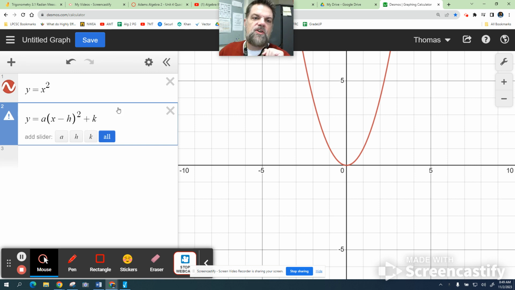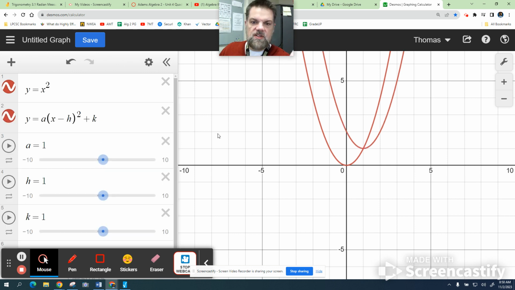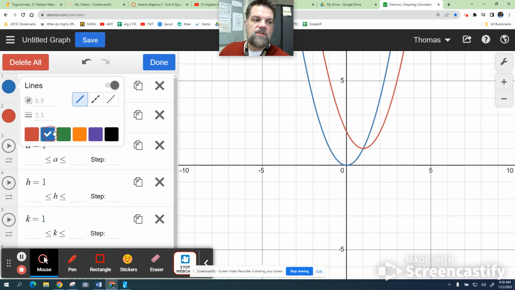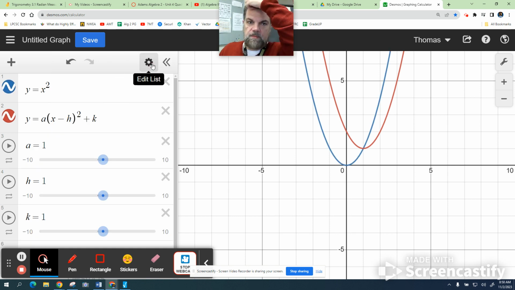And then it's asking you if you want to add the slider for a, h, and k. And the answer is yes, we're going to select all. And that gives us little sliders, okay? And then let's change the color for the parent function to blue, okay?